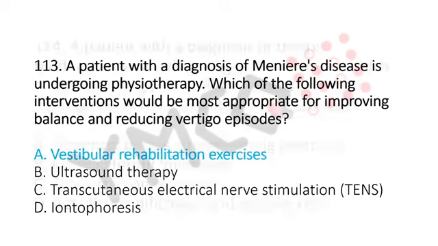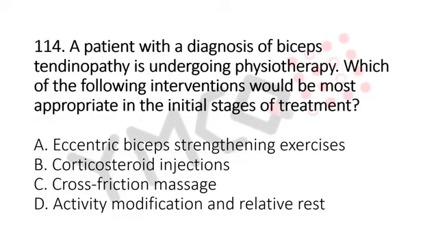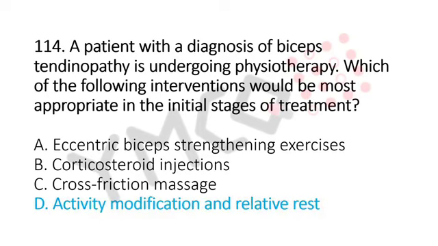Now let's move to question number 114. A patient with diagnosis of biceps tendinopathy is undergoing physiotherapy. Which of the following intervention would be the most appropriate in initial stages of treatment? Option A, eccentric bicep strengthening exercises. Option B, corticosteroid injections. Option C, cross friction massages. Option D, activity modification and relative rest. And the answer is option D, activity modification and relative rest.